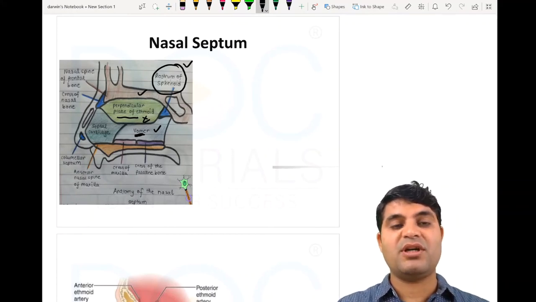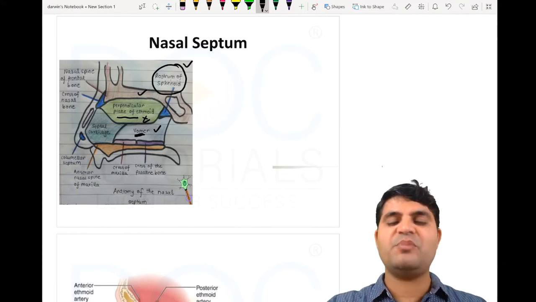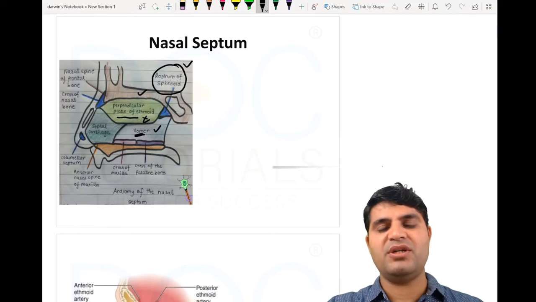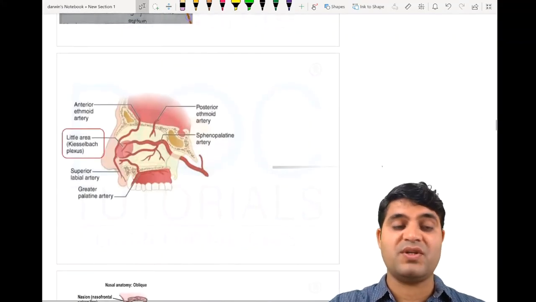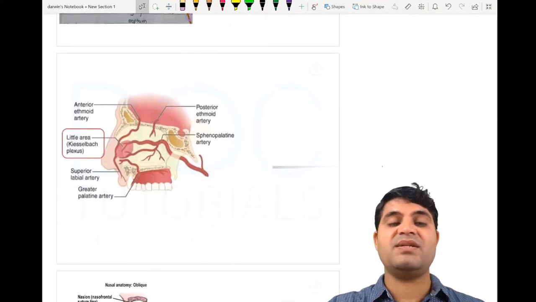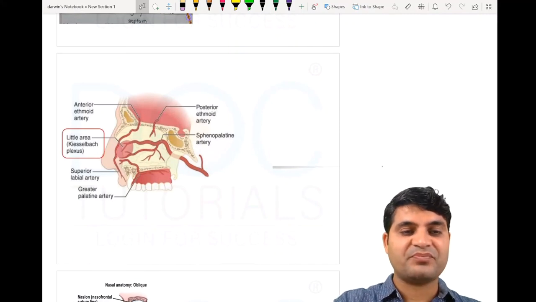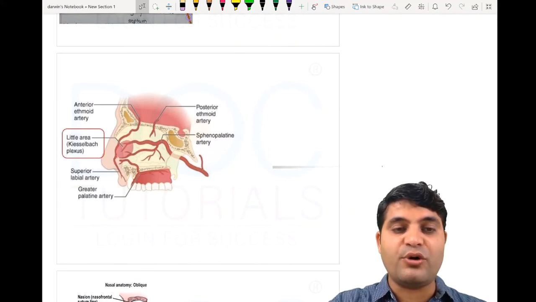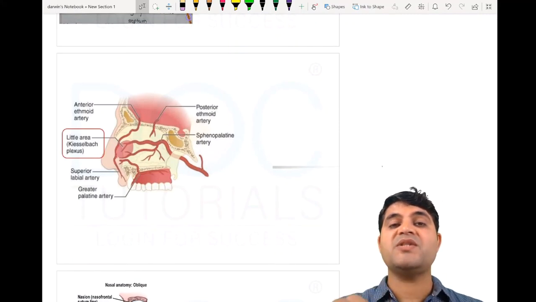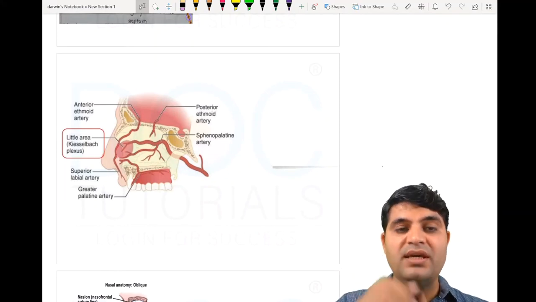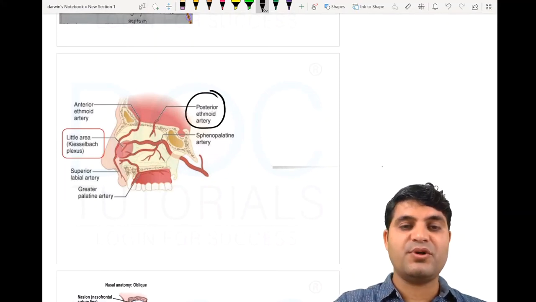So don't come under examination stress. Just relax and you will be able to solve. These are very important, easy questions which you are reading from your first year. Even last year this question was asked: which of the following vessels does not participate in Little's area? Posterior ethmoidal.